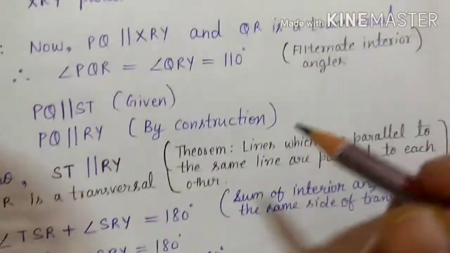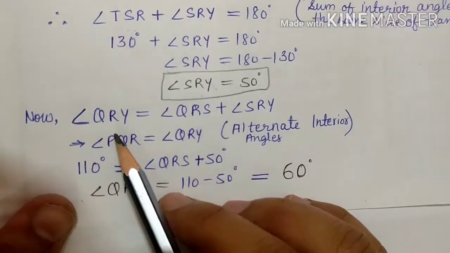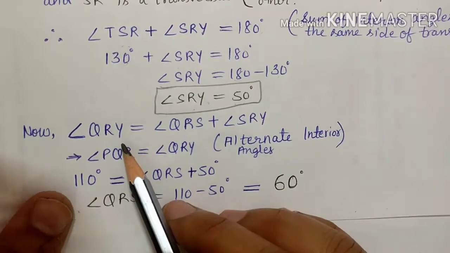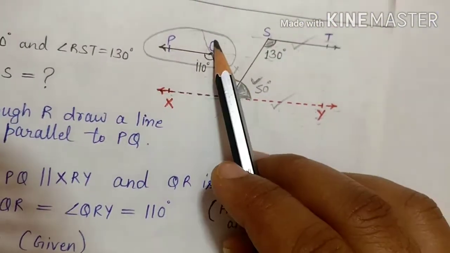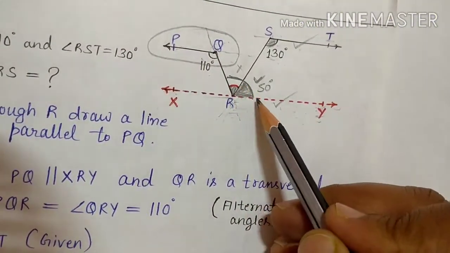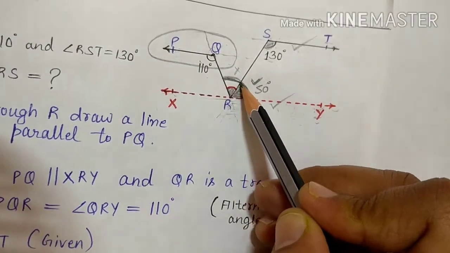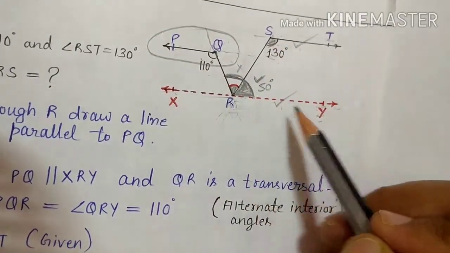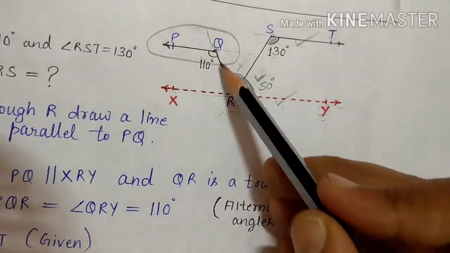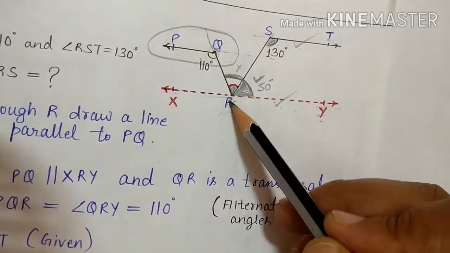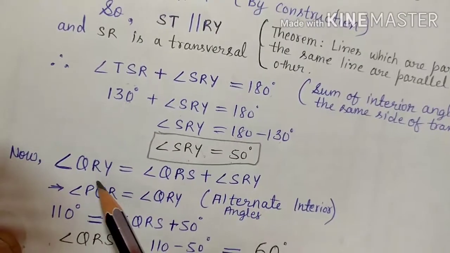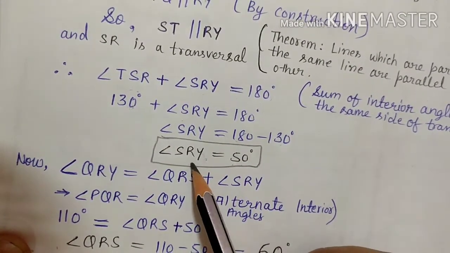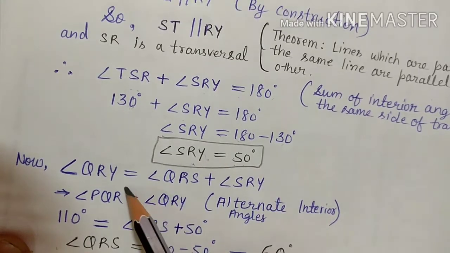Okay, so now angle QRY. Because we have to find the value of QRS, just check here. QRY is this full angle from here to here. This angle QRY includes two angles, angle QRS and angle SRY. So we can say angle QRY equals QRS plus SRY. We have found the value of SRY, so in place of SRY, we can write this value now.